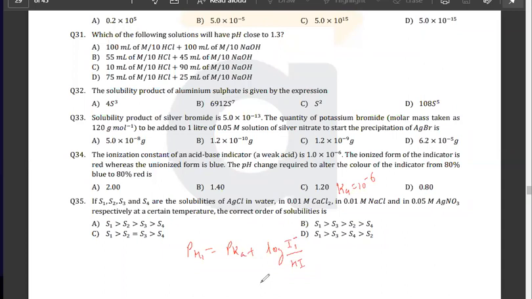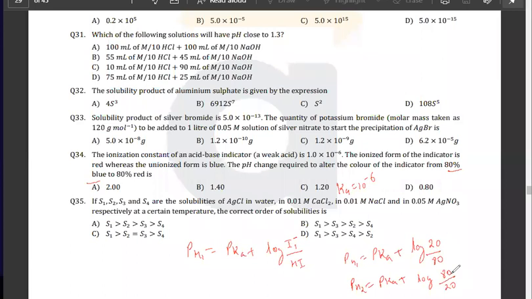Now you have to know one thing. If it is 80% blue, then it means that the salt is 80%. So pH1 is equal to pKa plus log salt by acid, where if the salt is 80%, the acid will be 20%. Now pH2, again pKa will be the same, plus log, where 80% red means the acid is 80% now and the salt is 20%.